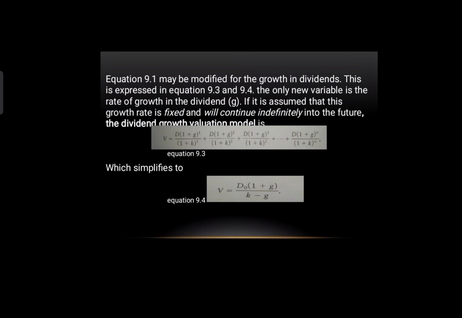Equation 9.3 simplifies to equation 9.4: V is value, D is the current dividend, times open parenthesis 1 plus G, G is the rate of growth in the dividend, divided by K, the required rate of return, minus G.